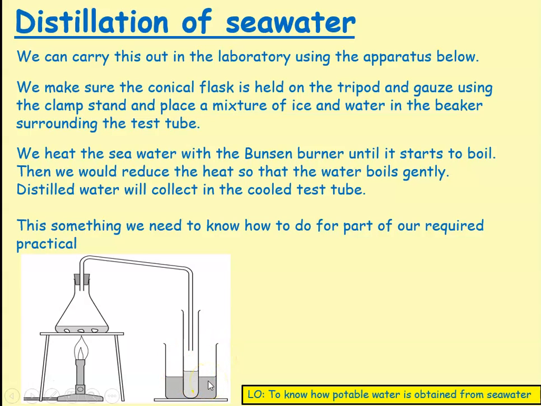We heat the seawater with the Bunsen burner, which starts to boil, and then we reduce the heat so the water boils quite gently. Distilled water will collect in this test tube. You need to know how to do this for part of your required practical, so please review what's happening there, look at distillation, look at that setup, and make sure you've got the details on there.